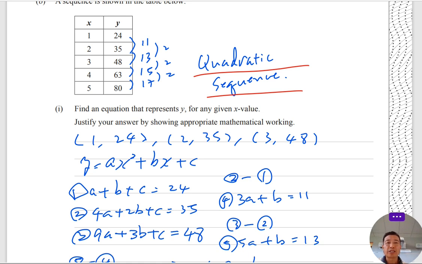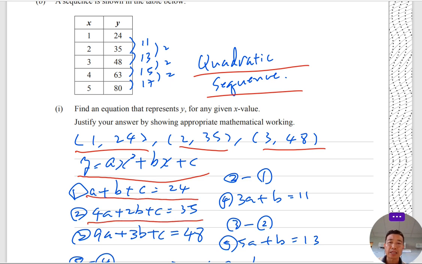This can be the hardest, challenging question there, but I will teach you the easiest way, right? Because quadratic equation going y equals ax squared plus bx plus c, where a, b, and c are constants. We are going to find a, b, and c. That's why we need three coordinates. So when x is 1, y is 24, 2, 35, so on. So we plug them in. So 1 into x, and then y is 24. That's equation 1. Same way, you can make equation 2.